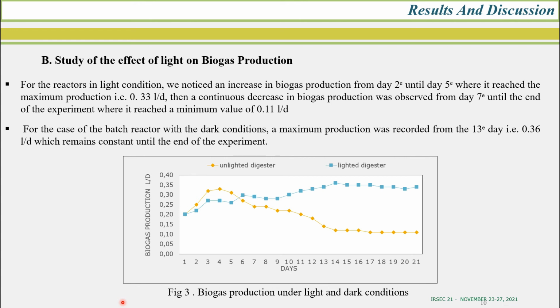Regarding the second study, it deals with the influence of light and total darkness conditions on biogas production. This figure shows the biogas production for the two batch reactors in the light and dark conditions. For the one in the light condition, a continuous decrease in biogas production was observed from day 7 until the rest of the experiment. It reached a minimum value of 0.11 liters per day.